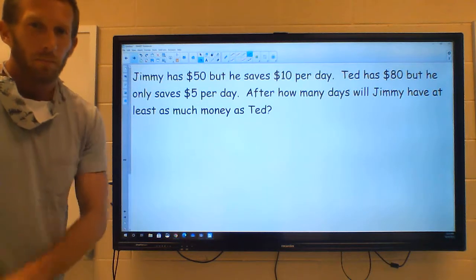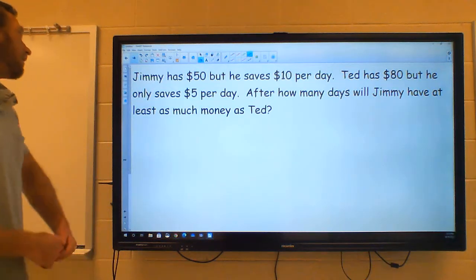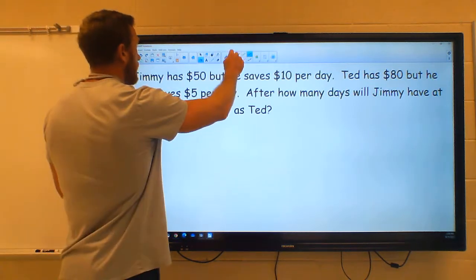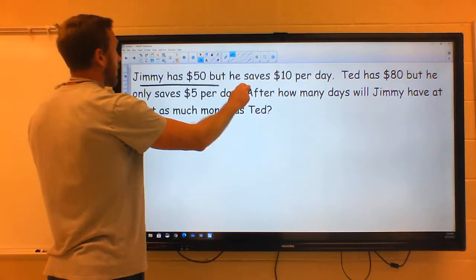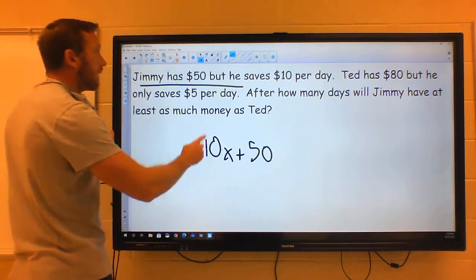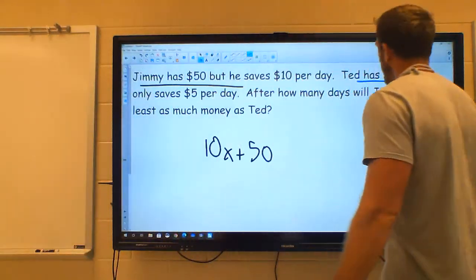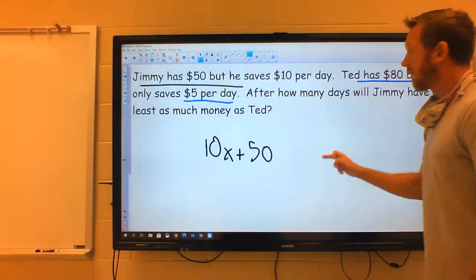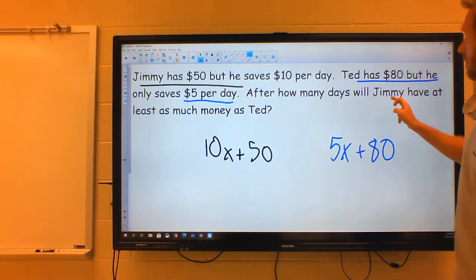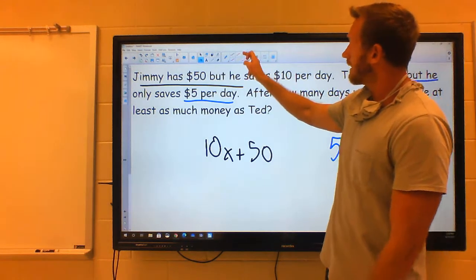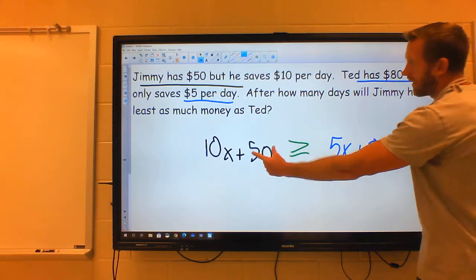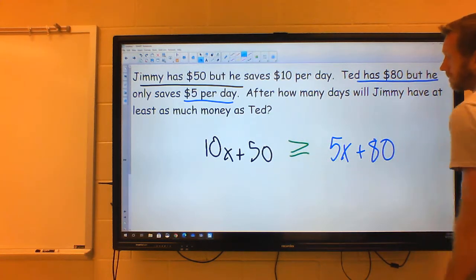Oh, I actually had one more problem. Look at this. This one's going forever. Okay, Jimmy has $50, but he saves $10 per day. So right now, Jimmy, we'll do Jimmy on this side of the equation. $10 per day plus 50. And Ted has $80, but only saves $5 per day. So $5 per day plus the $80. Okay? How many more days will it be till Jimmy has at least as much as Ted? So we want Jimmy to be at least as much as Ted.